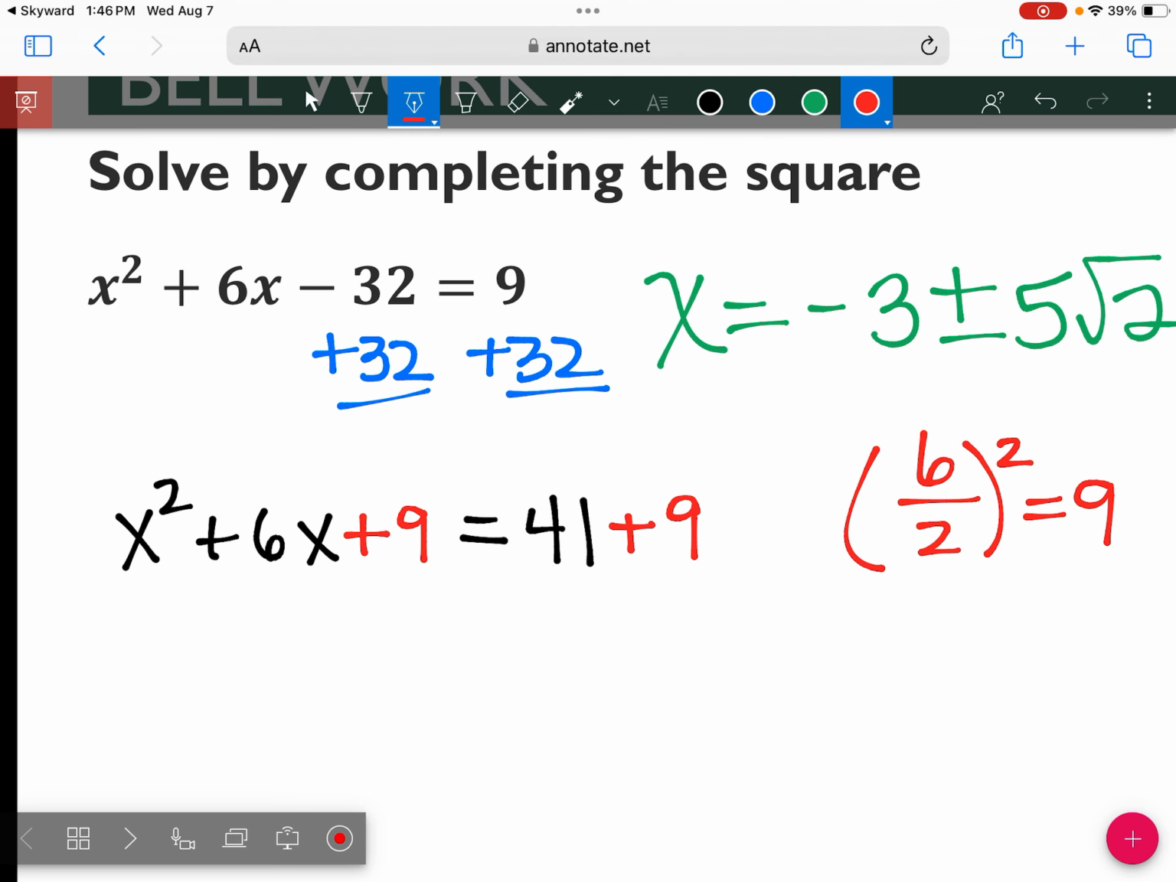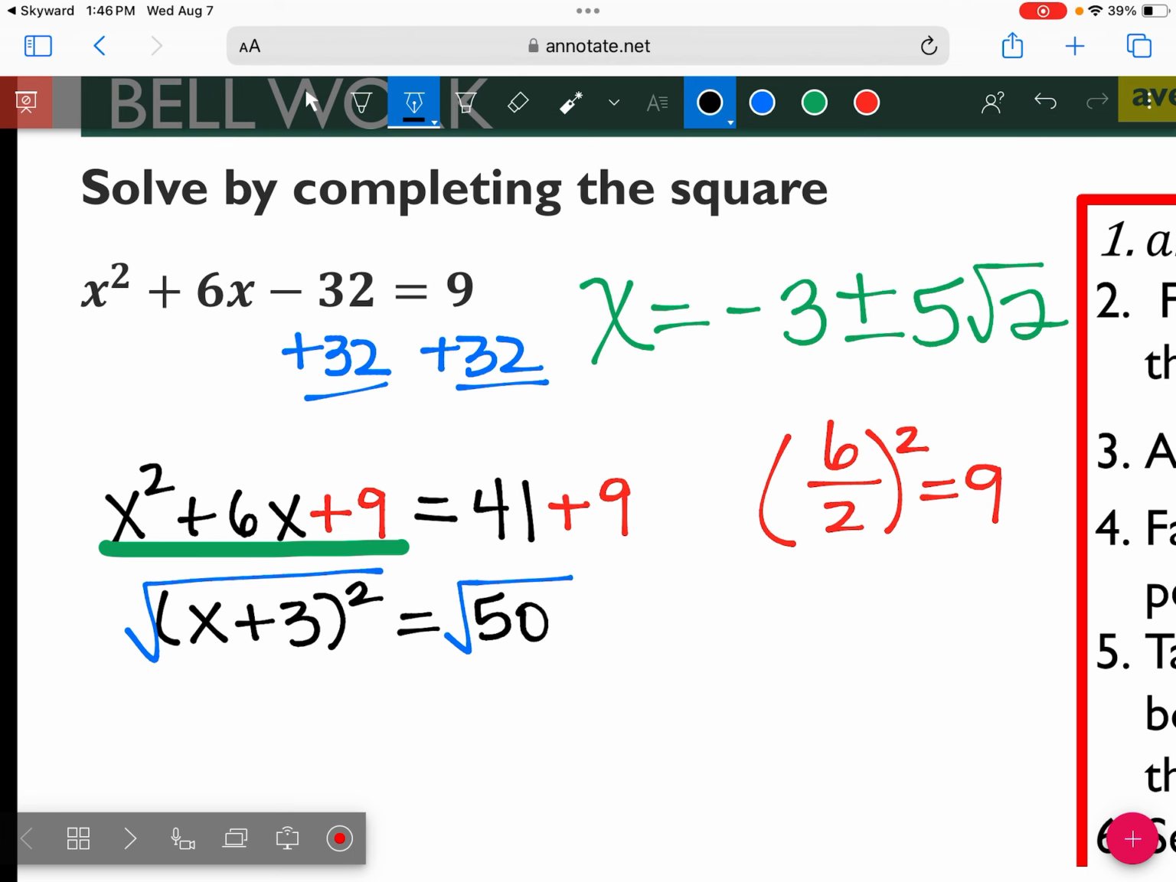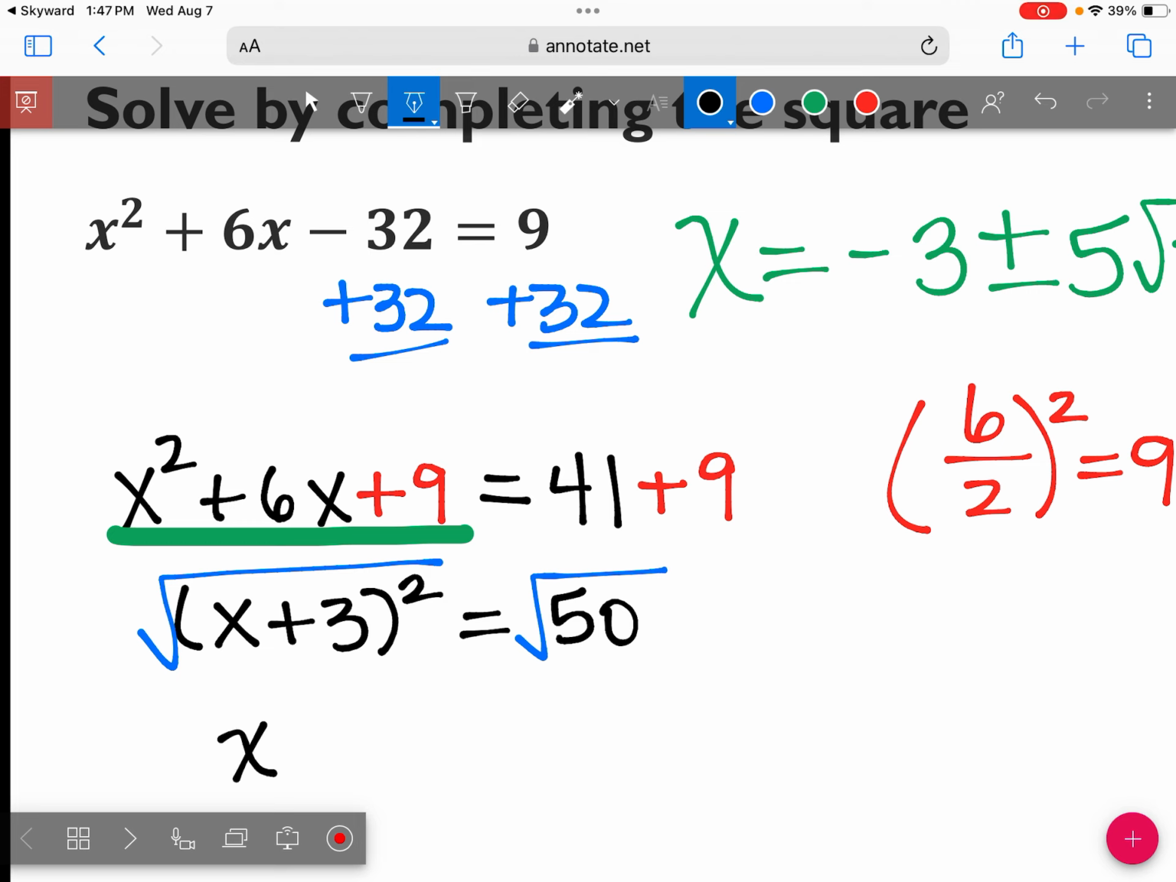So now this is a perfect square. What two numbers multiply to give you 9 and add to 6? 3. So this factors down to x plus 3 squared, and that equals 50. So we're going to take the square root of both sides. So x plus 3 equals plus or minus the square root of 50.